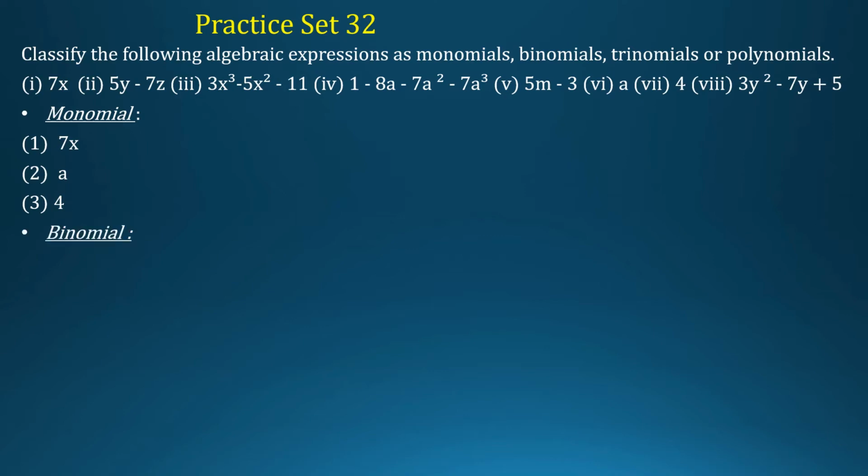Next is the binomial. The second one, 5y minus 7z, is an example of a binomial. Next is 5m minus 3. The fifth one is also a binomial.